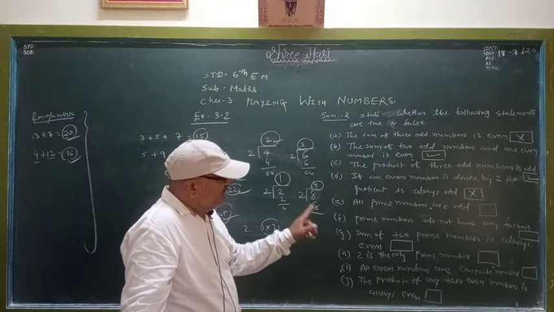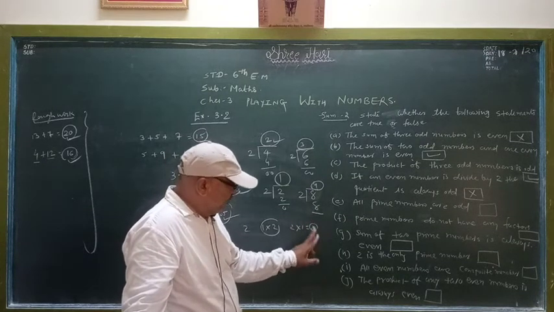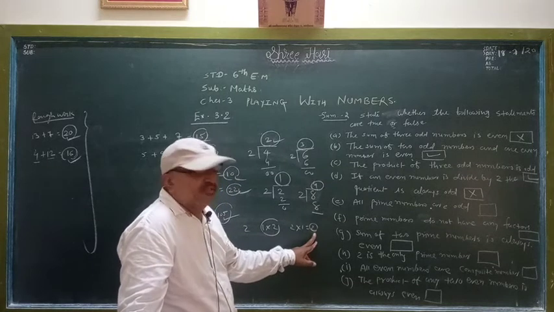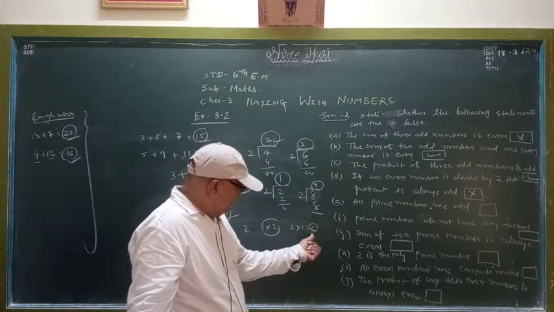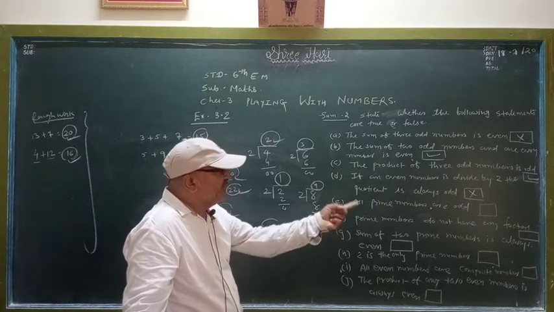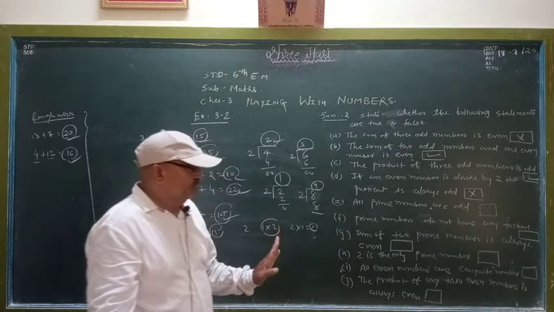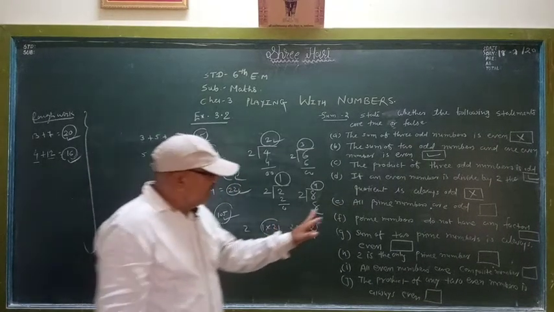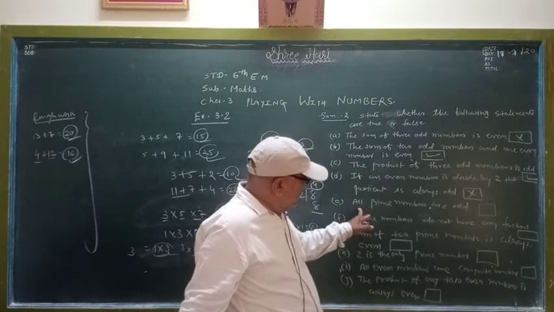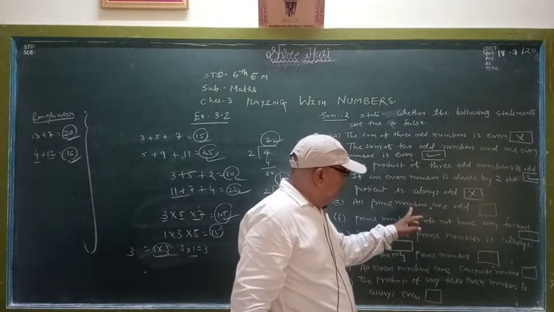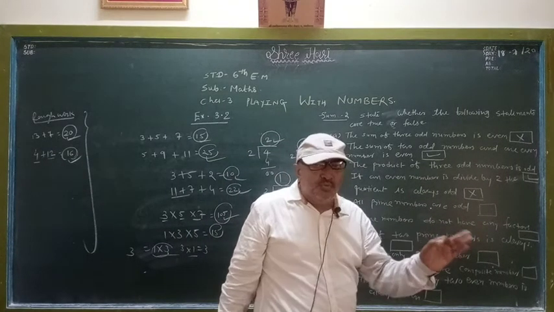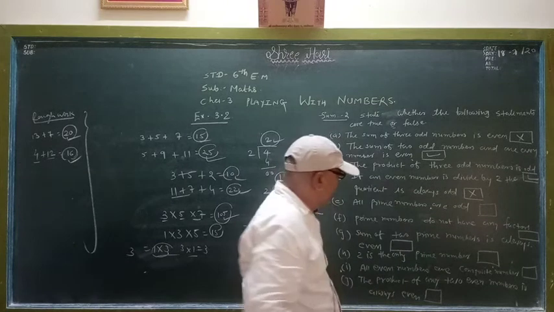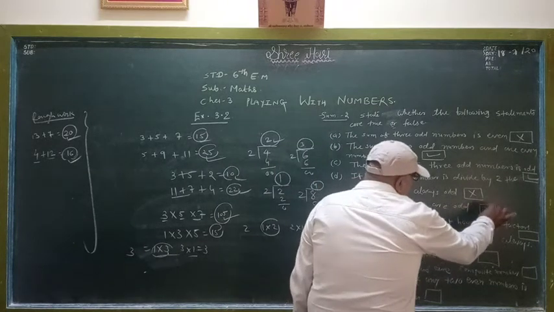So this statement is true only for 2. Because of 2, this statement became wrong. Without 2, if the statement is all prime numbers are odd, then it is true. But now it is false.